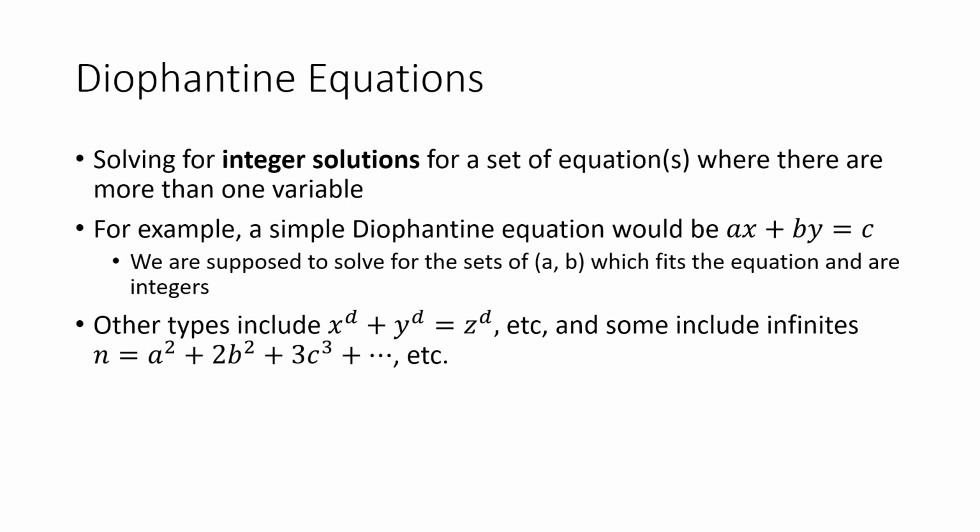So what exactly are they? When the question asks us to solve some Diophantine equations, we are supposed to solve for integer solutions for a set of equations where there is more than one variable. So for example, a simple one would be ax plus by equals c. To solve this Diophantine equation, we are supposed to solve for the sets of x, y which fit the equation and are integers. And there are more complex types of Diophantine equations that we can solve, including the following. And it can also include infinitely many equations.